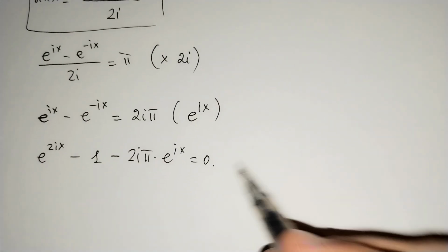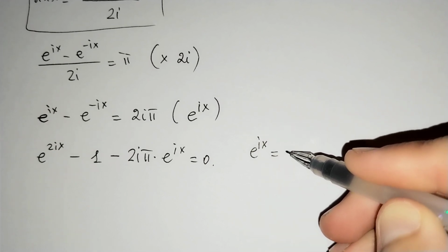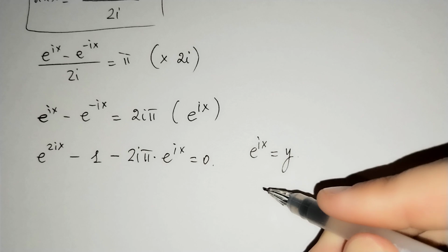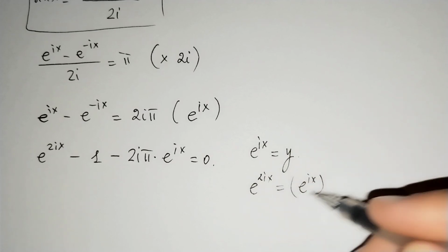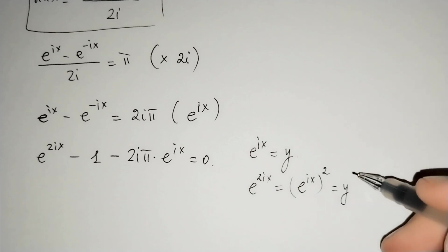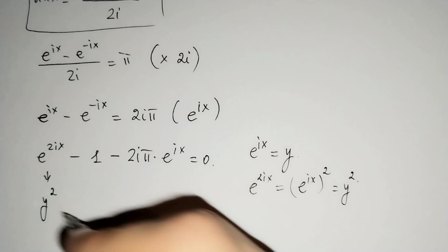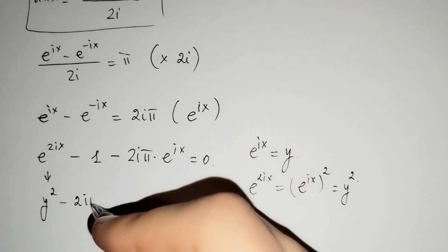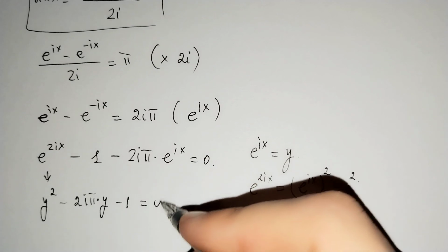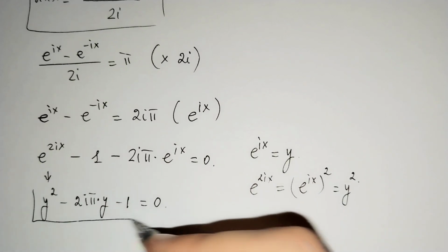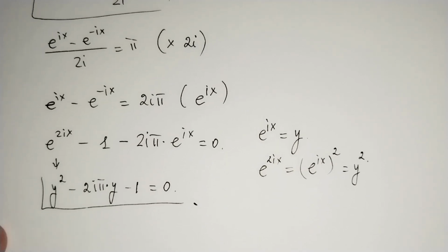Then if we think that e power ix equals y, then e power 2ix equals e power ix to the power 2, and it is y squared. And here y squared minus 2i pi times y minus 1 equals 0. This is just a quadratic equation, and we should find y from here.